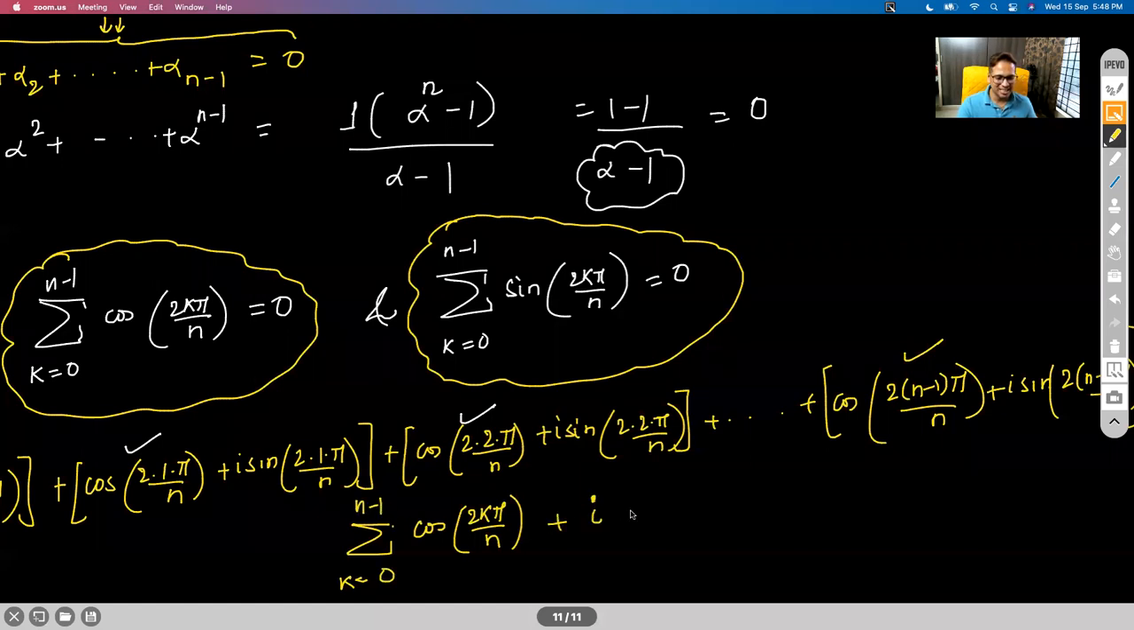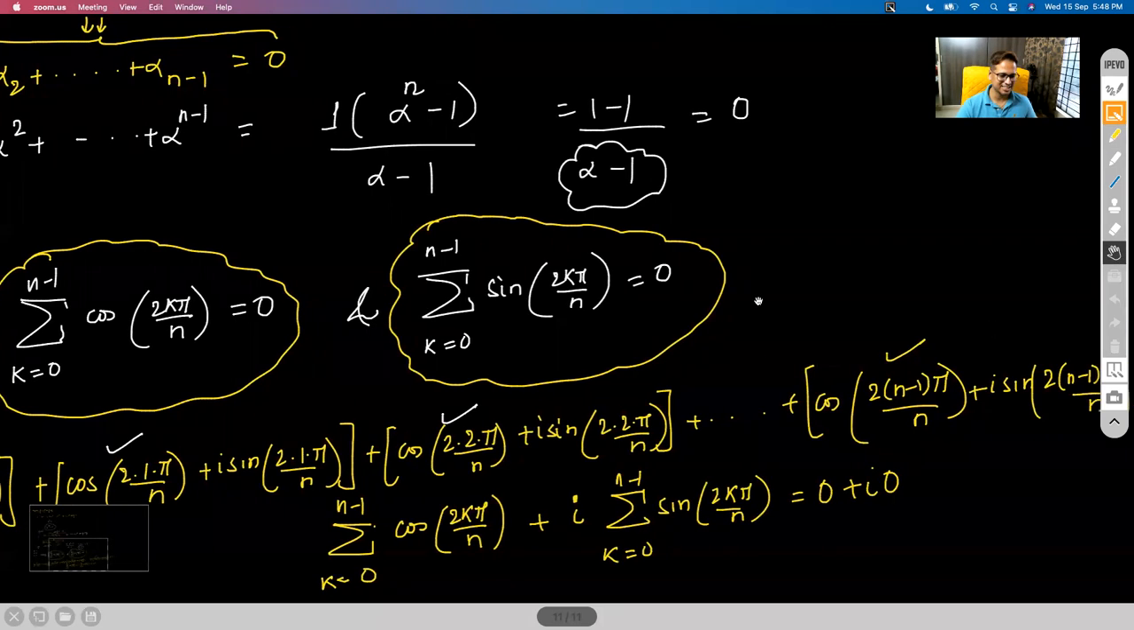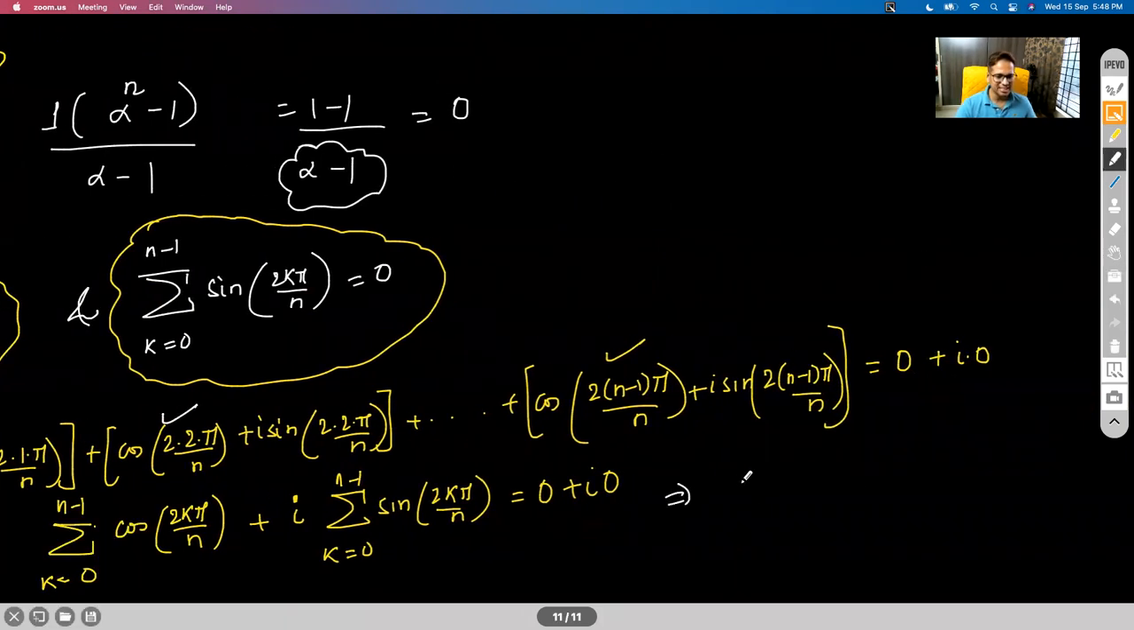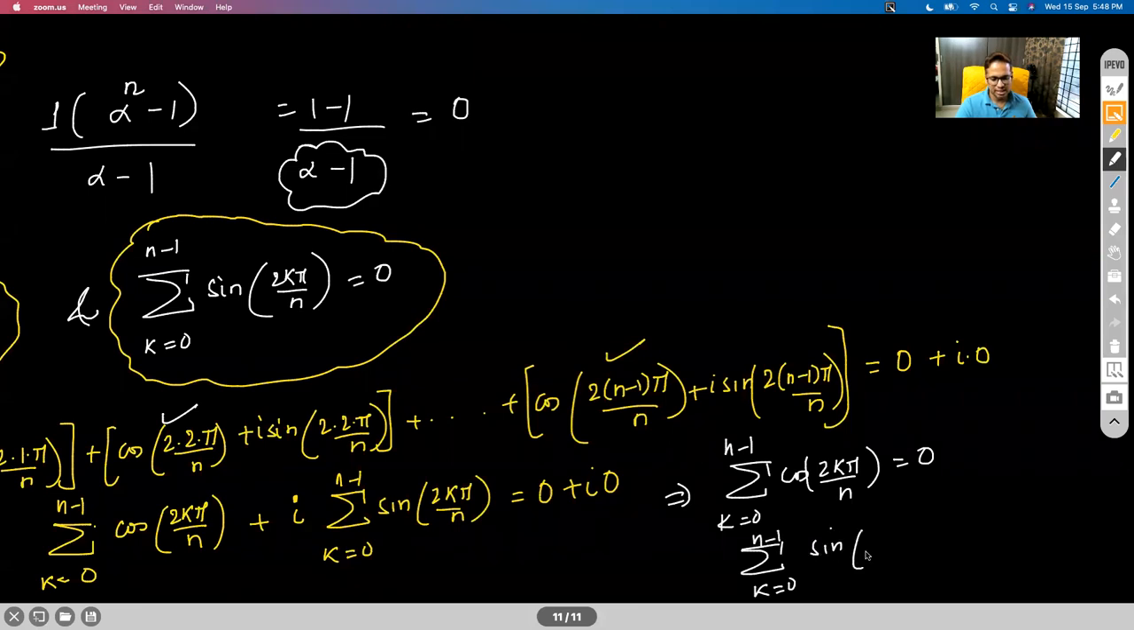Correct? And what is the imaginary part? It is i into the same thing, summation sine 2k pi by n from k equal to 0 to n minus 1. And this is 0 plus i 0. So from here, it is very evident that summation of cos 2k pi by n summed from 0 to n minus 1 will give us 0, and the same will be true for summation of sine 2k pi by n from 0 to n minus 1. So hence proved. Simple.